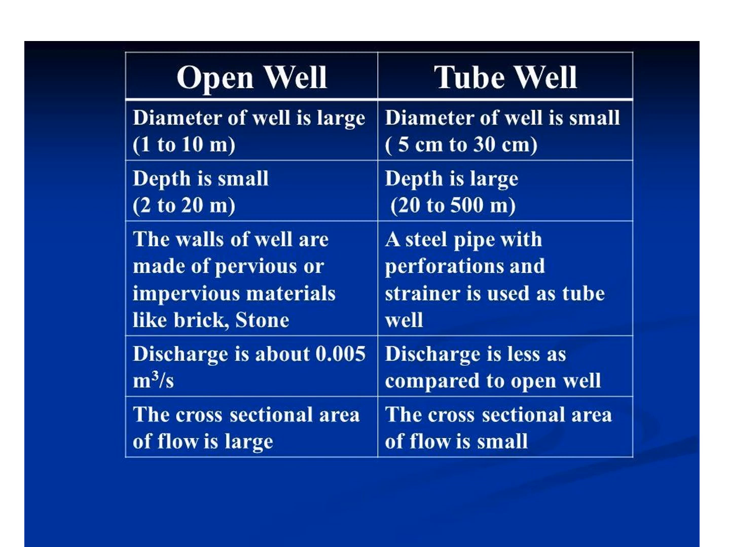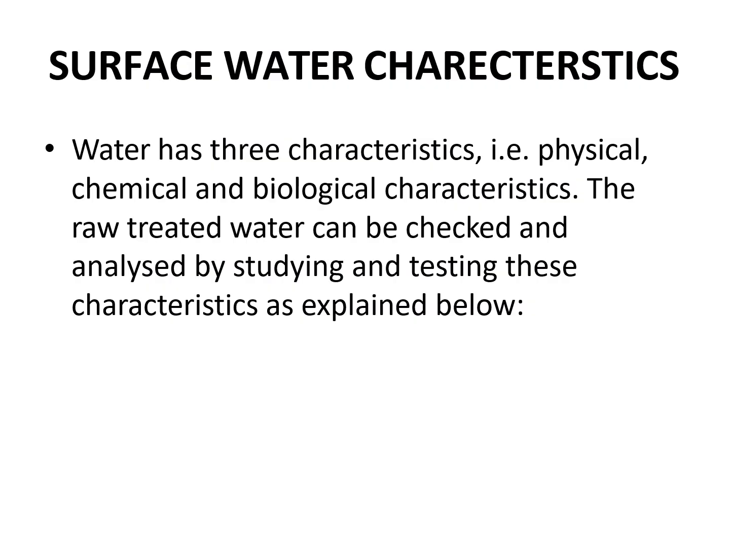The discharge of the open well is 0.005 meter cube per second. Compared to the open well, the discharge of the tube well is less. The cross-sectional area of the flow is very large in open well. The cross-sectional area of the flow is small in tube well.